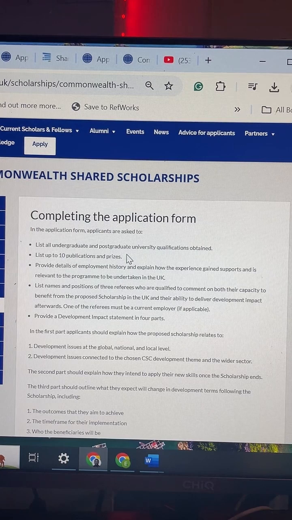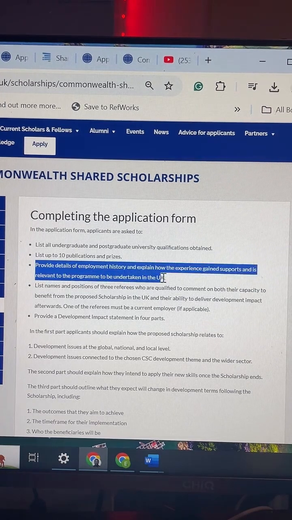And then list up to 10 publications and prizes. I know a lot of people come to ask, if I don't have any publications, how do I go about it? That is not to worry. I know a lot of people who submitted without any publication but got the scholarship. So you can go ahead and leave that blank if you do not have any publication. Or if you have won any prizes whilst you were doing your undergraduate studies, you can list them, whether you were the outstanding student, or the best student in an academic year or a specific subject, you can list them.